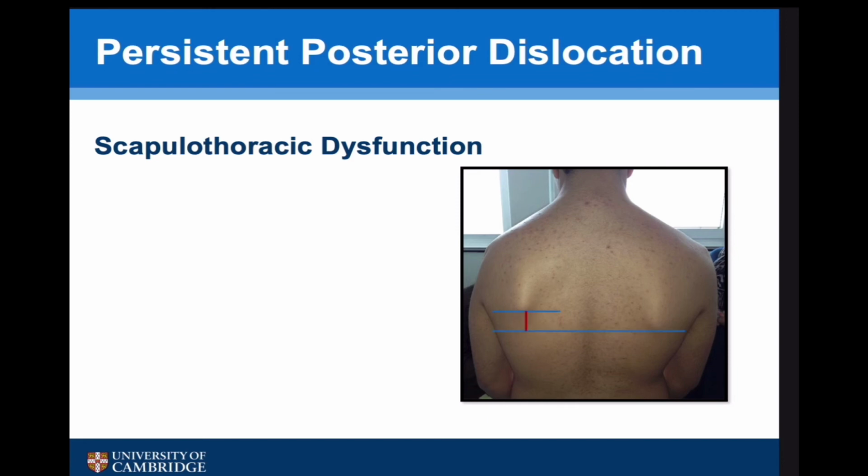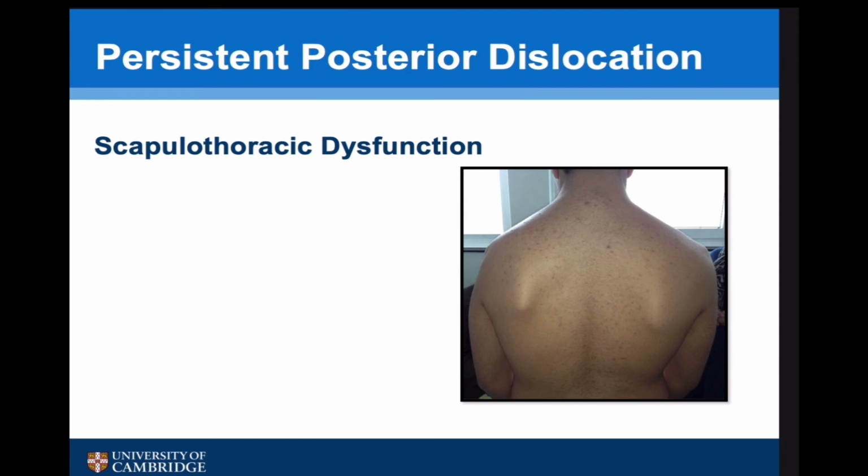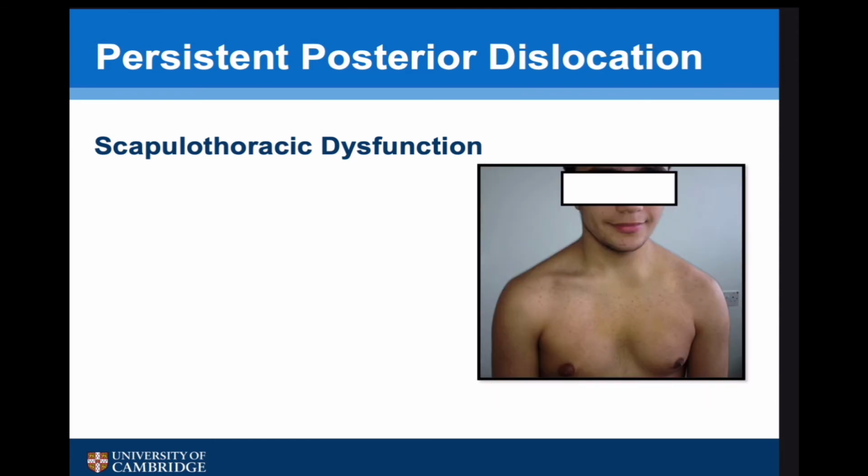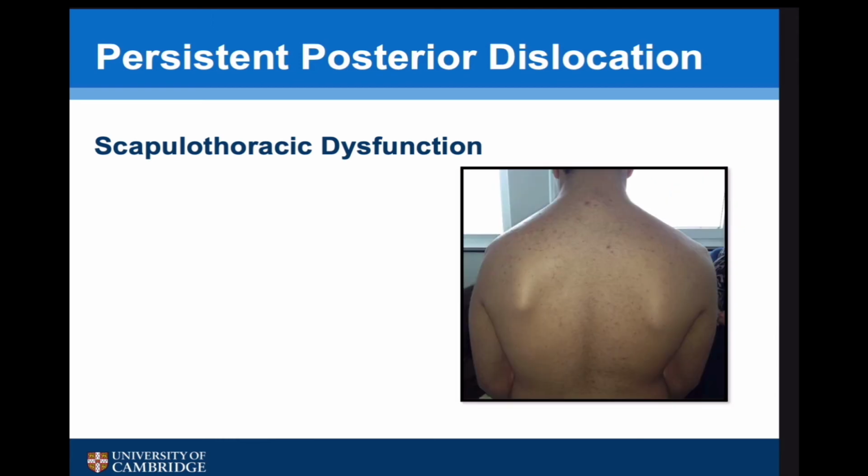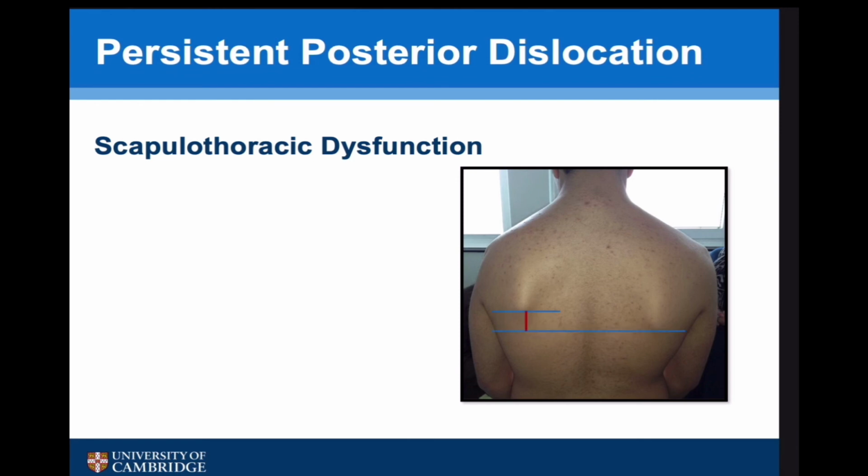And so if we draw some lines here, you can see his left shoulder blade is much higher than the right hand side. So what's happened with his posterior dislocation is the medial end of the clavicle has disappeared posteriorly, it's meant that he's effectively protracted his whole shoulder girdle. So that's actually brought his scapula forward.